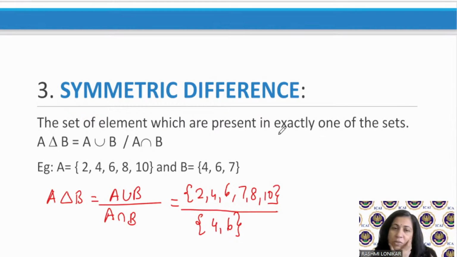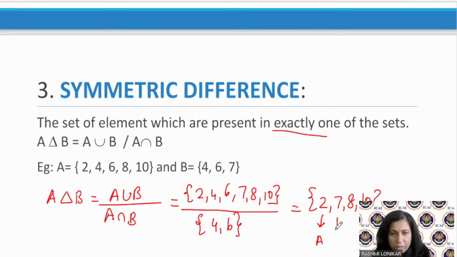The set of elements which are present in exactly one means what? Which is present in only one set, not both the sets. So what will I have over here? 2, 7, 8, 10. Okay, so you can see from here, 2 is present in which set? It is present in A. Is it present in B? No. 7, it is present in B. 8, it is present in A. And 10, it is present in A. Okay, so this is what is symmetric difference.